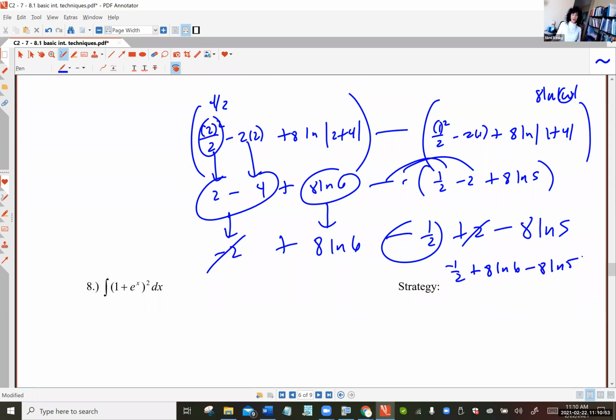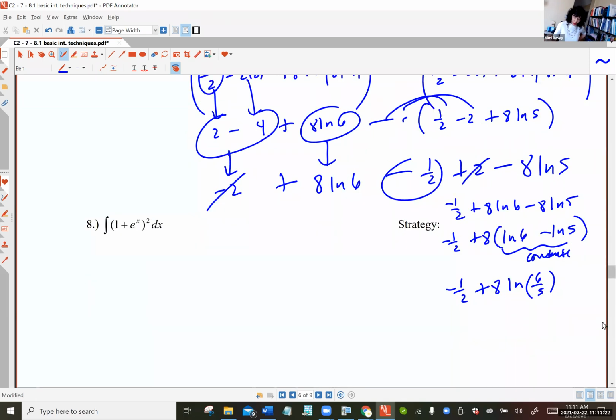That is the answer. We could go 2 extra steps here. Watch closely because I'm going to use some log properties, which you should know. If I factor out the 8, because that's a common factor between those last 2 log terms, and then I condense this difference of logs into one big old log, that's legal. You learned that in algebra. I have 8 ln of 6/5. So that works. This is an okay answer.